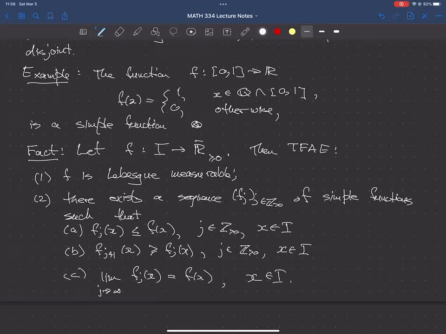Okay, so this says what I first said in English, right? It's a sequence that approaches f from below. It's an increasing sequence of functions, and it converges pointwise. I'm saying two things here. First, if f is Lebesgue measurable, then it can be approximated by simple functions in this way. And I'm also saying that if you have a sequence of simple functions in this way and take their limit to be f, then that function will be Lebesgue measurable.